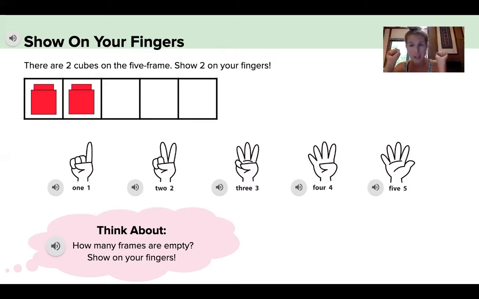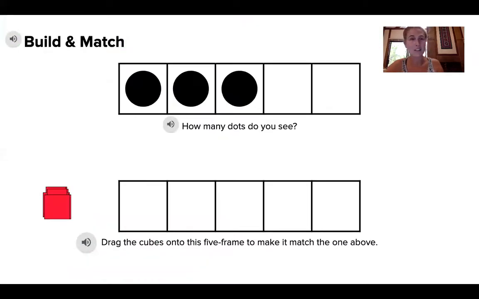So yes, we count by our fingers. Even older kids count by their fingers too. So counting by your fingers is a good thing, okay? Now, how many frames are empty in this 5 frame? Can you hold up your fingers to tell me how many are empty in this 5 frame? That's right, 3. Nice job. Let's go to the next one.